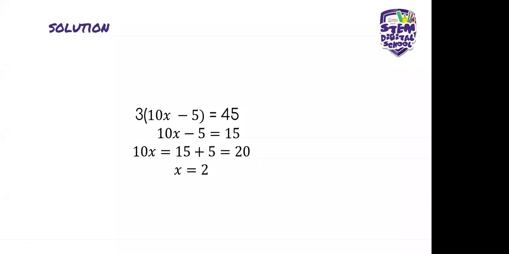Alternatively, once you have solved your equation, you can test your value. You can test your answer, whether your answer is correct. So in other words, you put 2 where there is x, and 10 times 2 is 20. 20 minus 5 is 15, and 15 times 3 is 45. So you can tell that 2 is the correct answer, because if you test it, it will balance the equation. The left-hand side will be equal to the right-hand side. And that is how you solve this equation.